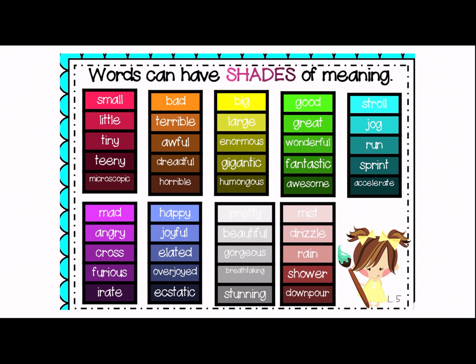Now look at happy. Happy is right next to joyful. You could almost call them synonyms. They mean about the same thing. But if you look at the most intense color underneath happy, you see ecstatic. Is that really the same as simply being happy? There are many shades between happy and ecstatic. So ecstatic is a much more intense form of happiness.